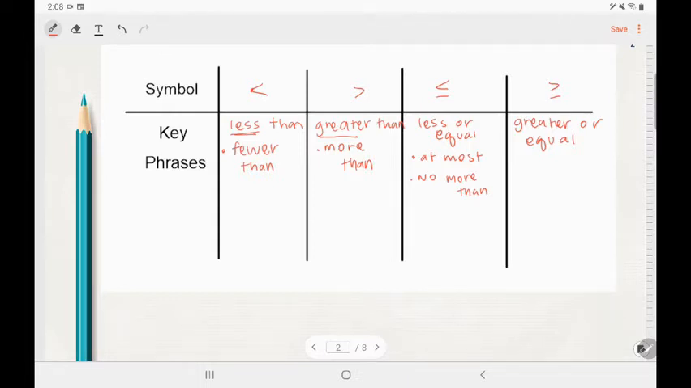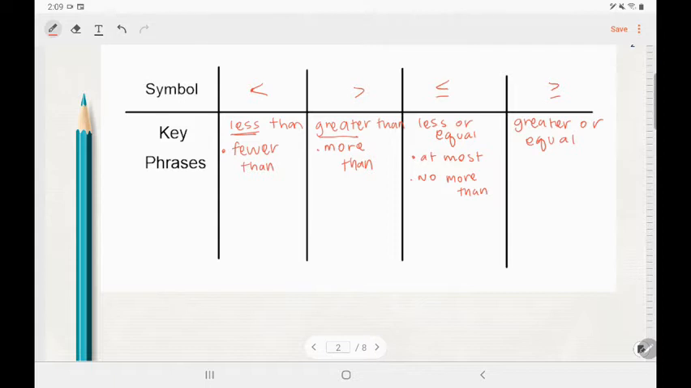For example, if I had at most 10 pieces of candy, that means I could have 10 pieces of candy or a smaller amount or less. If I had no more than 10 pieces of candy, the same would be true. I could have 10 or less.